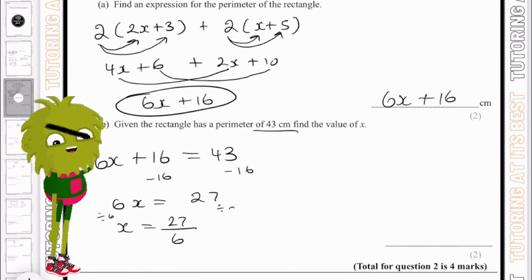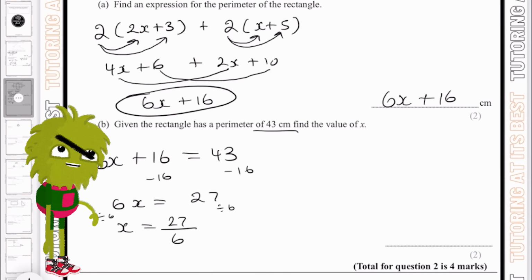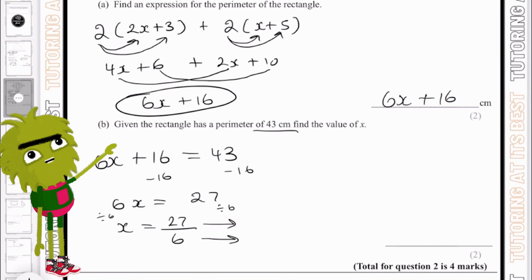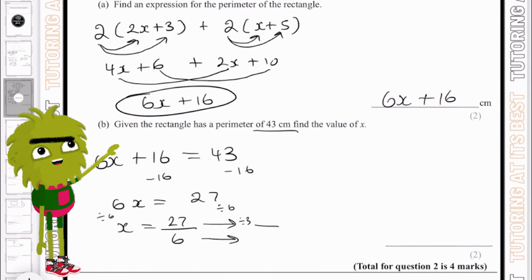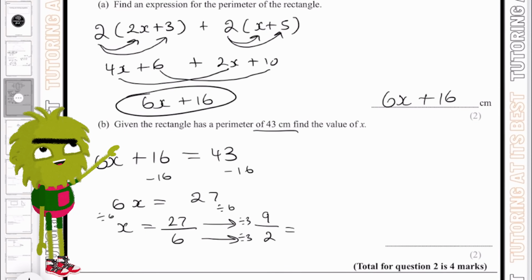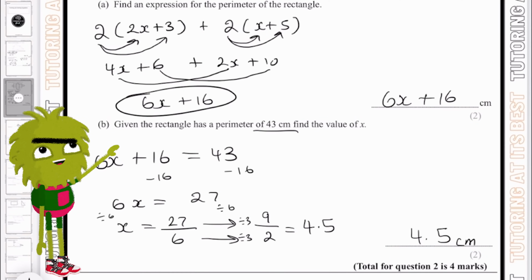But now, as we can see, 27 is not divisible by 6 entirely without leaving a remainder, so let's go ahead and simplify this and divide both sides by 3. And by doing so, we get 9 over 2, which we then simplify to 4.5. So we now know here that the value of x is 4.5 centimeters.